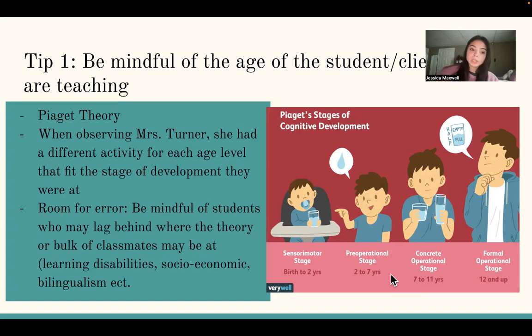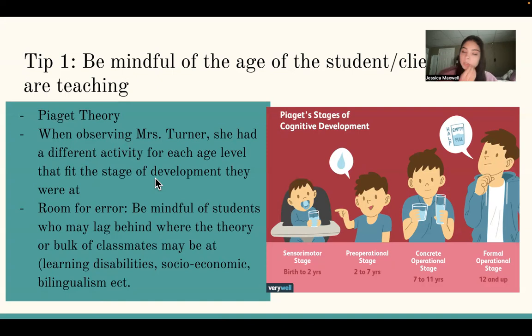So her kindergartners were doing an activity different than her fifth graders because her older kids were able to follow a series of directions, whereas the younger kids weren't able to.